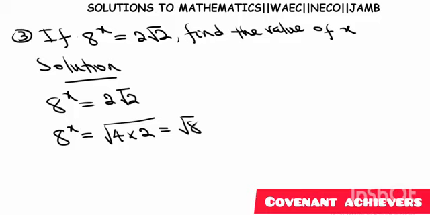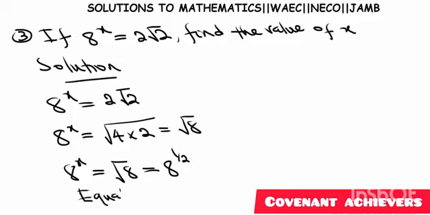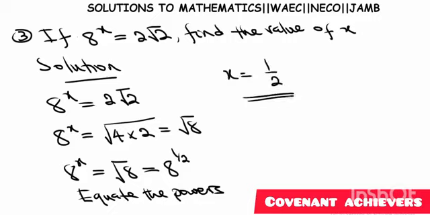Then that means you're having 8 raised to the power x equal to the square root of 8. And the square root of 8 is written as 8 raised to the power 1 over 2. That means we can equate the powers here. And when you equate the powers, that means you are going to have x equal to 1 over 2. And that's just the simple solution to this question.